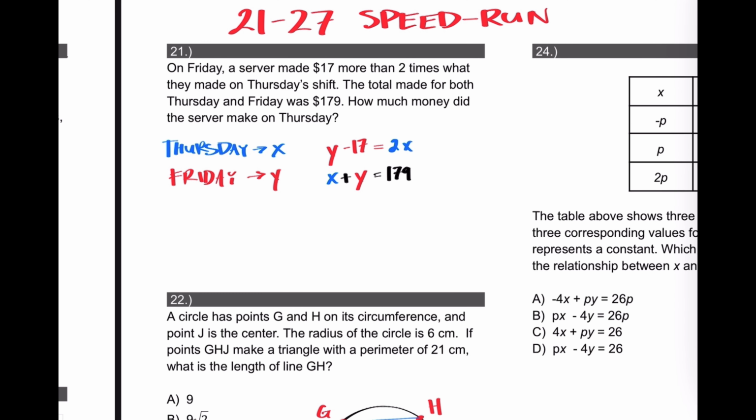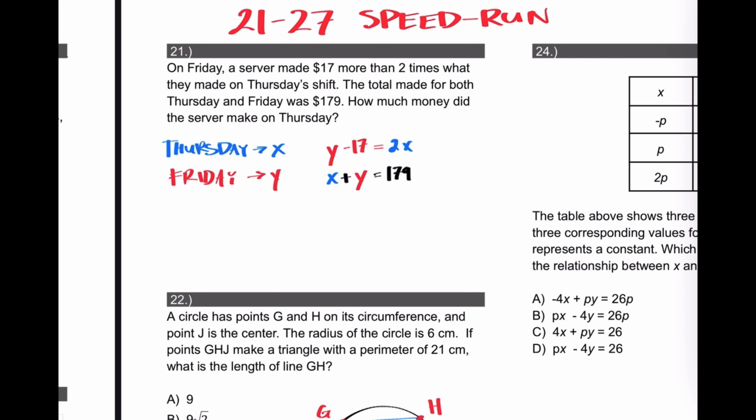Looking at 21 through 27, speed run. 21 says on Friday, a server made $17 more than two times what they made on Thursday's shift. The total made for both Thursday and Friday was $179. How much money did the server make on Thursday?